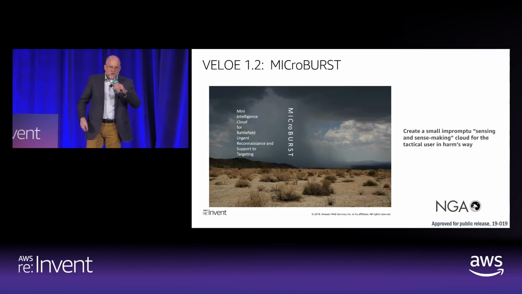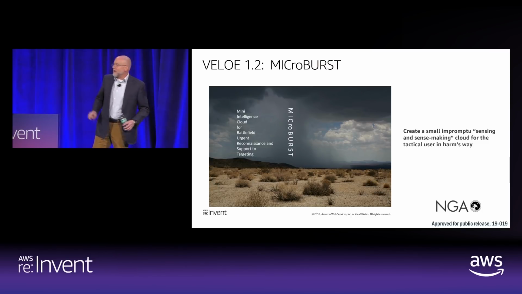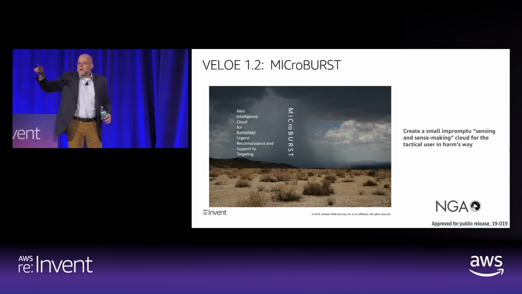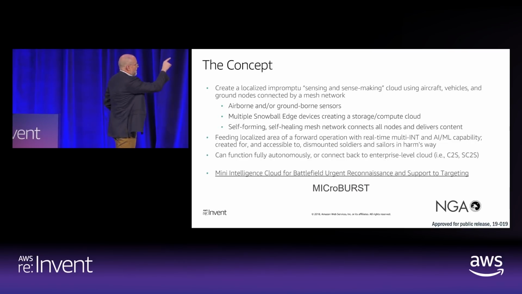Got to have an elevator speech. And if you're only going up 1 floor with a general, better be a short one, right? That's it, right there. Everybody read along with me, or just move your lips, humor me. Create a small, impromptu sensing and sense-making cloud for the tactical user in harm's way. That's what we're doing. We call it microburst. It's a military or a mini intelligence cloud for battlefield urgent reconnaissance and support to targeting. Descriptive, that's what we're doing. Slide. Everything I said is much more eloquently written down there. Take a picture, and you can share it.